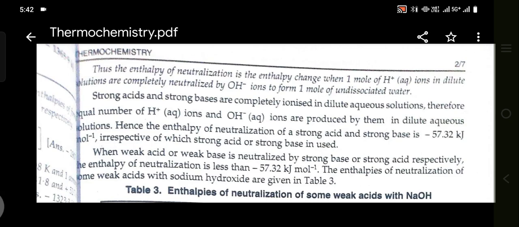Strong acids and strong bases are completely ionized in dilute aqueous solutions. Therefore, an equal number of H+ ions and OH- ions are produced by them in dilute aqueous solutions. Hence, the enthalpy of neutralization of a strong acid and strong base is -57.32 kJ/mol, irrespective of which strong acid or strong base is used. When a weak acid or weak base is neutralized by a strong base or strong acid respectively, the enthalpy of neutralization will be less than -57.32 kJ/mol.